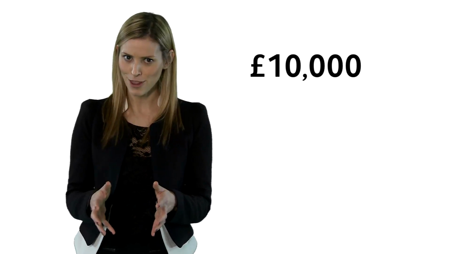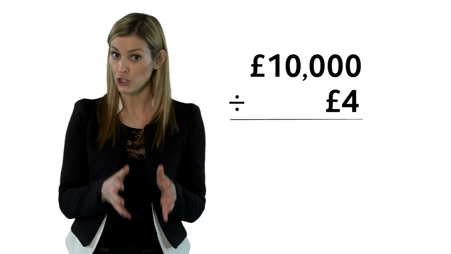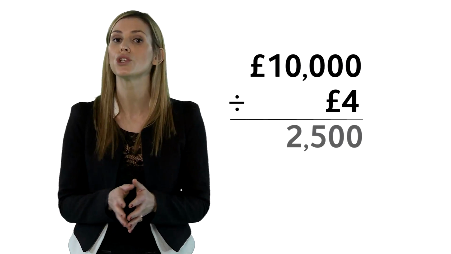The next part of the calculation is to divide the total fixed costs by the contribution. This gives you the number of units you have to sell to break even. In our example, that's £10,000 divided by £4 unit contribution, which equals 2,500 units. So, we have to sell 2,500 units to break even. More and we make a profit, less and we make a loss. That means our sales forecast has to be higher than 2,500 units.